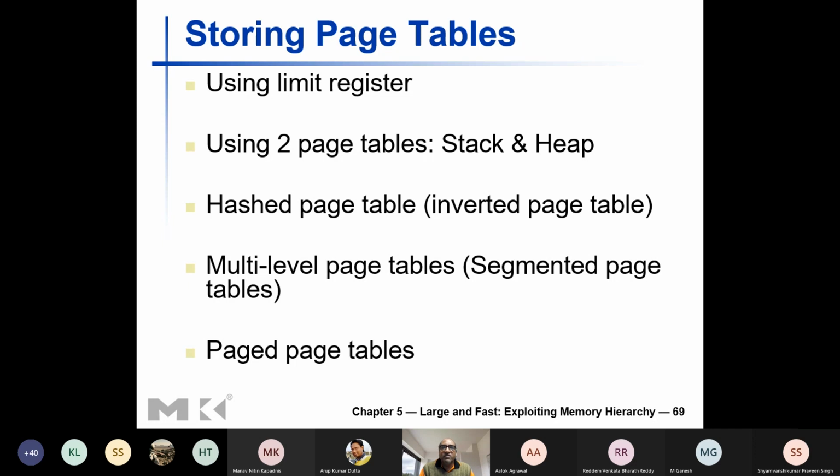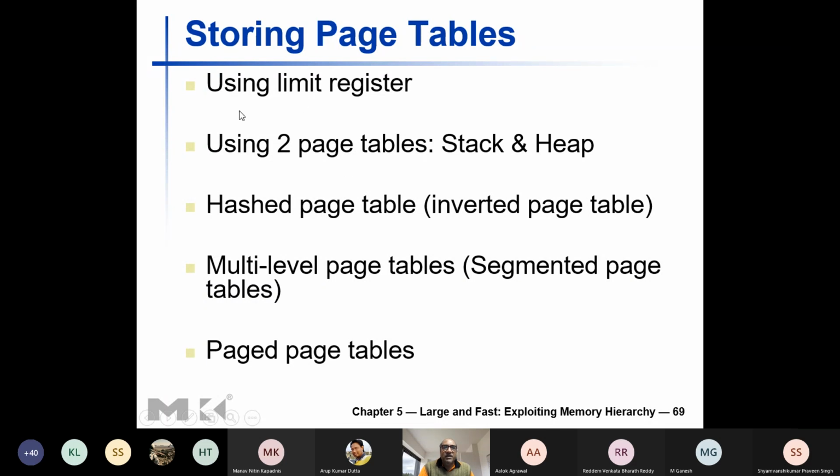And it's just control information. It is not actual information useful for execution of programs. So how do we store these page tables? There are different techniques, and we don't discuss them here. Anyway, these things will come across in operating systems.